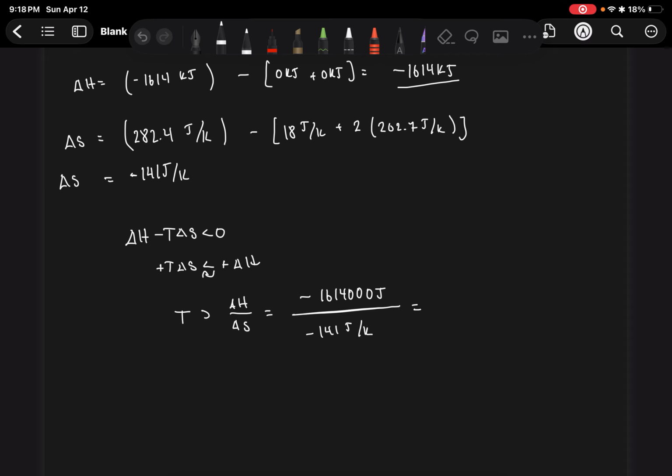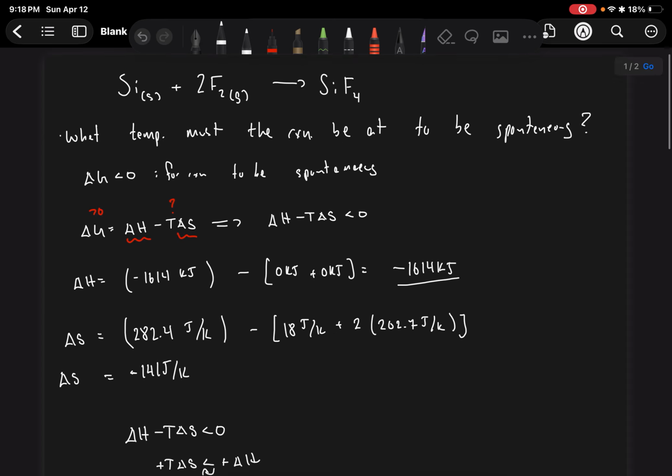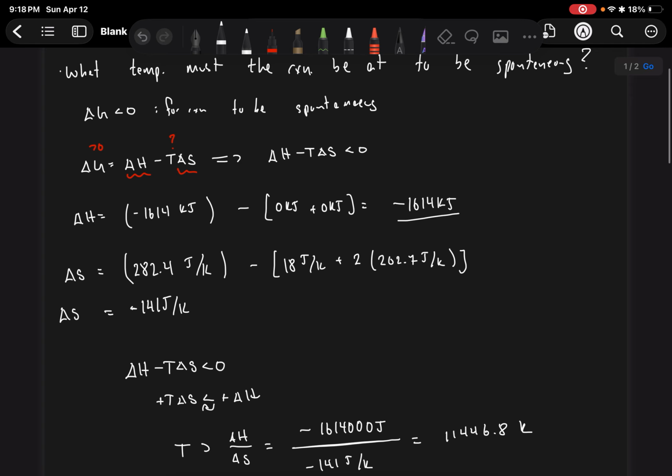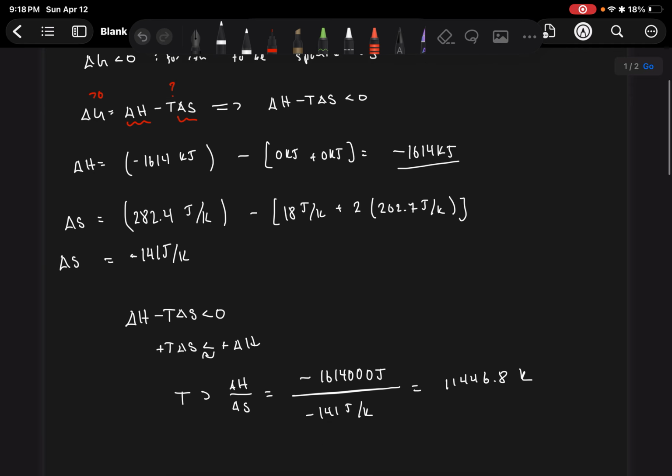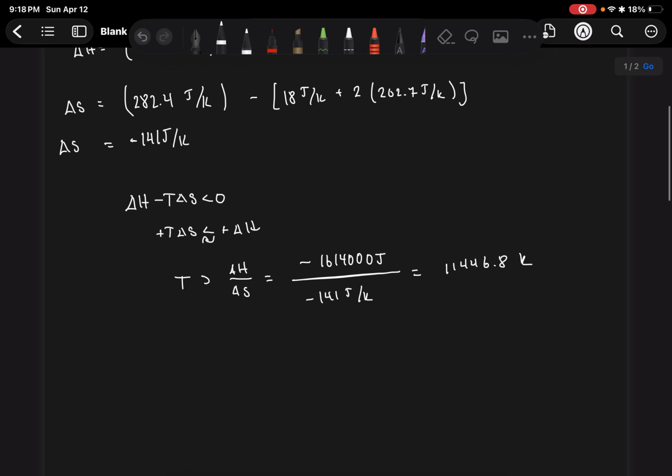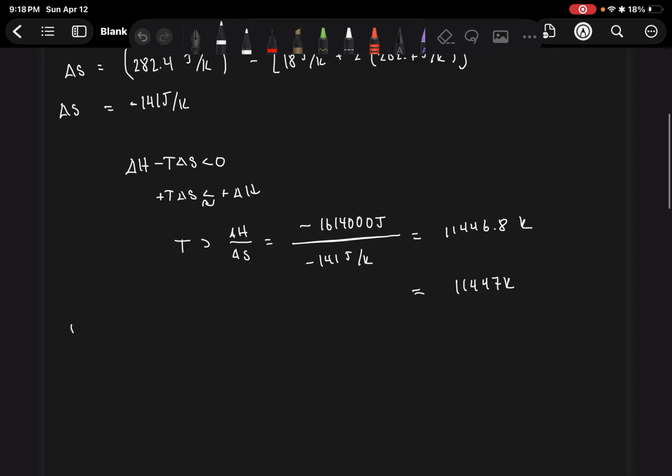Okay. I got a value of 11446.8 Kelvin. How many sig digs would there be in this question? Well, 1, 2, 3, 4. I don't know. Let's just leave it to the nearest number. Honestly, I'm not trying to deal with that. 11447 Kelvin. So temperature.